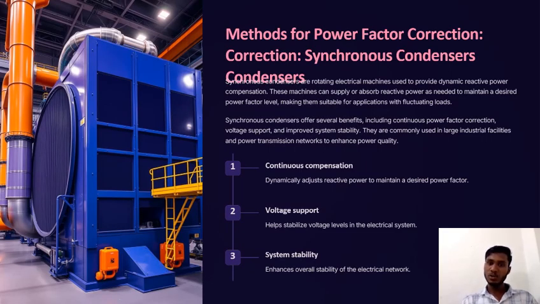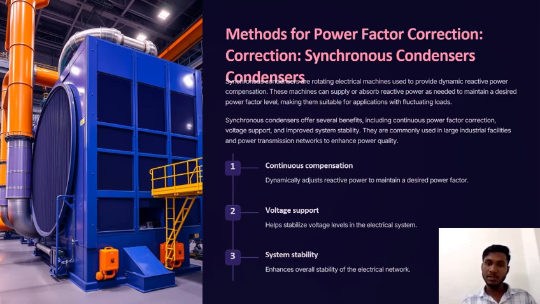Another method is synchronous condensers. Synchronous condensers are rotating electrical machines used to provide dynamic reactive power compensation. These machines can supply or absorb reactive power as needed to maintain a desired power factor level, making them suitable for applications with fluctuating loads. So these synchronous condensers supply or absorb power to maintain constant reactive power on fluctuating loads.